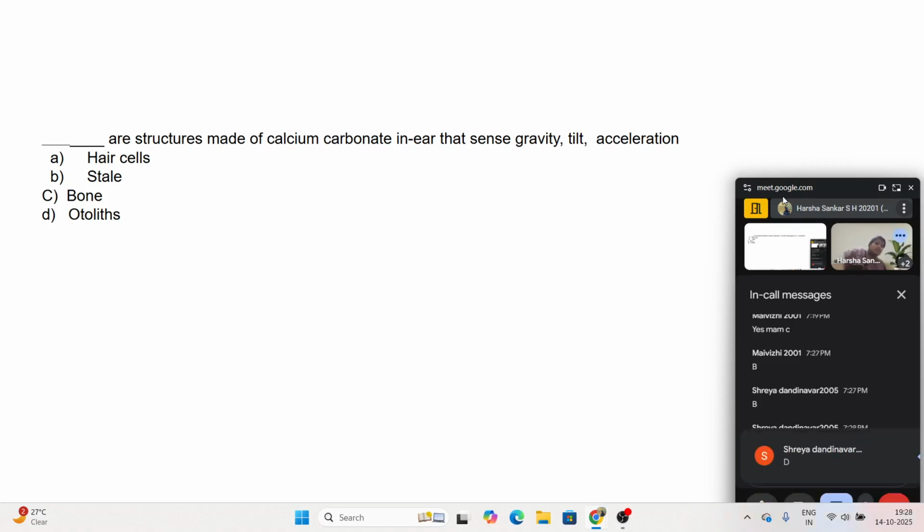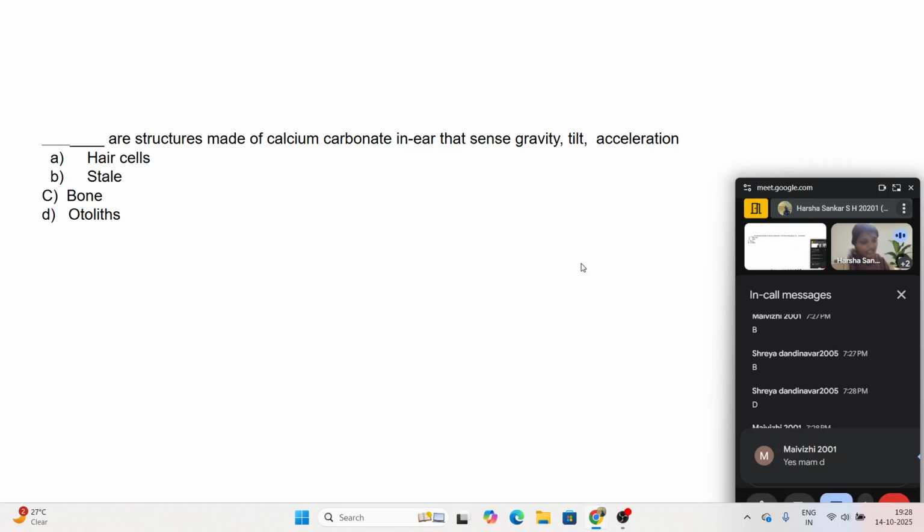Option A, hair cells. Option B, scale. Option C, bone. Option D, otolith. Shreya is saying option D. Maybe we are also supporting Shreya? Yeah. So the correct answer is otolith only, right?